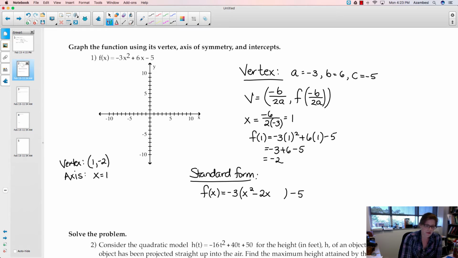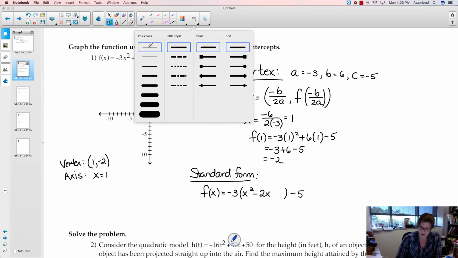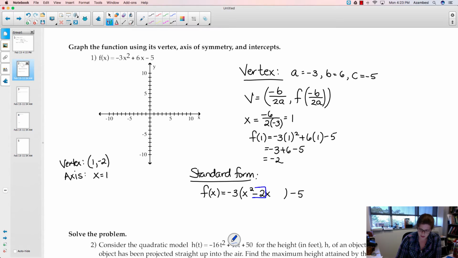So what I do for the centerpiece is I take this -2 here, I divide it by 2, and then I square it. So -2 divided by 2 gives me -1, squared gives me 1. So what I'm doing on the inside is adding 1. Now remember, what you do, you have to undo. And I'm not actually adding 1, I'm actually subtracting 3.